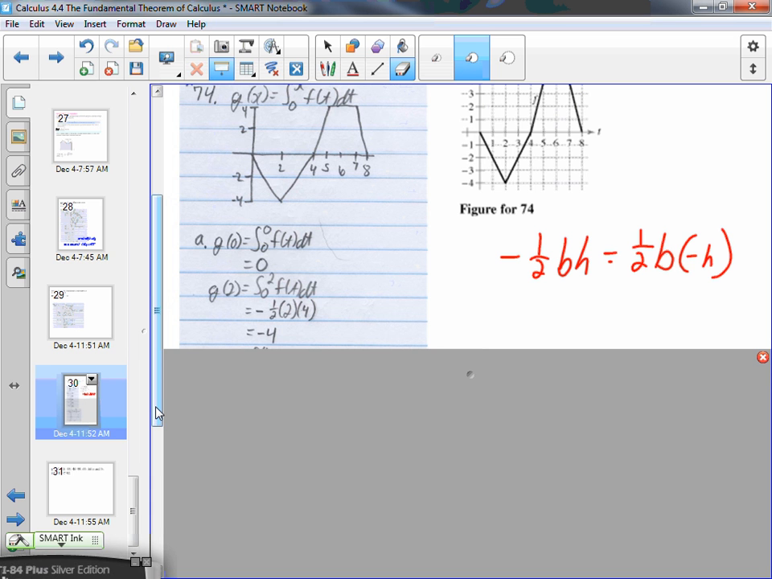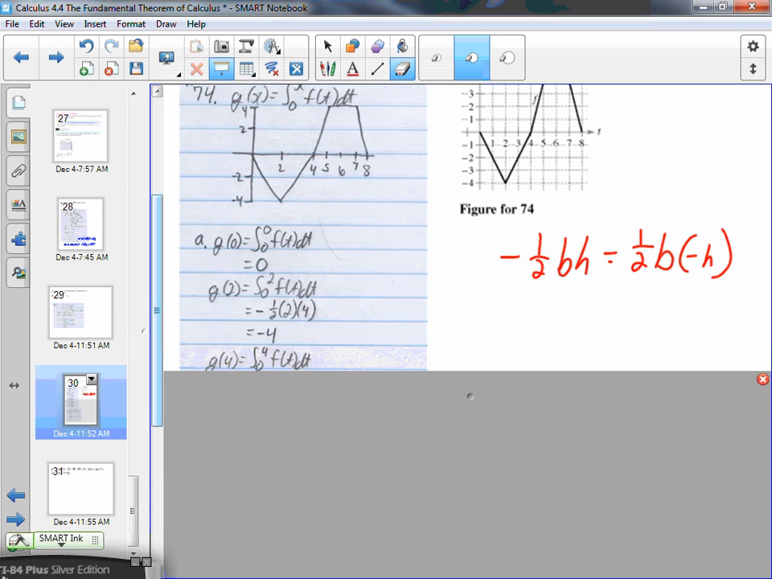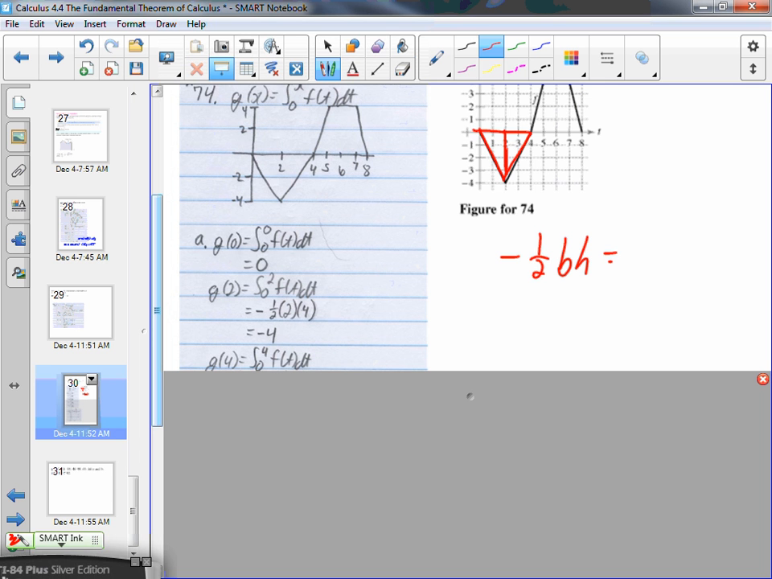Then we find g of 4. g of 4 is going to equal the integral from 0 to 4. So again, it's a triangle. It has the same height as the previous one did. Its base is just twice as big. So what do you get for the integral from 0 to 4? Negative 8.